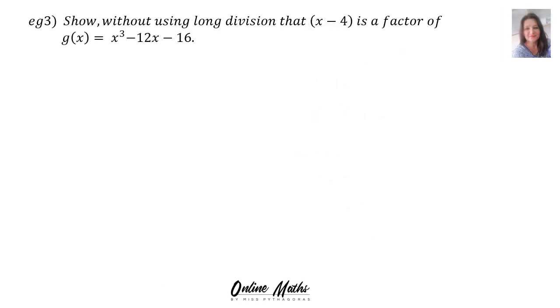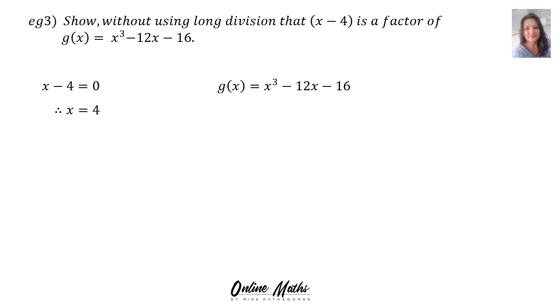Example 3. Show, without using long division, that x minus 4 is a factor of g of x is equal to x to the 3 minus 12x minus 16. So the aim here is we will use the remainder theorem. And then when the remainder is equal to 0, then x minus 4 is a factor. So you know that we will do some substitution. What are we going to substitute? We will take x minus 4, equate it to 0, and solve x. So the number that we're going to substitute is plus 4.